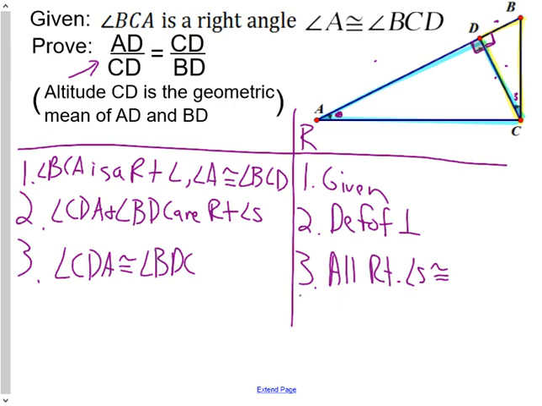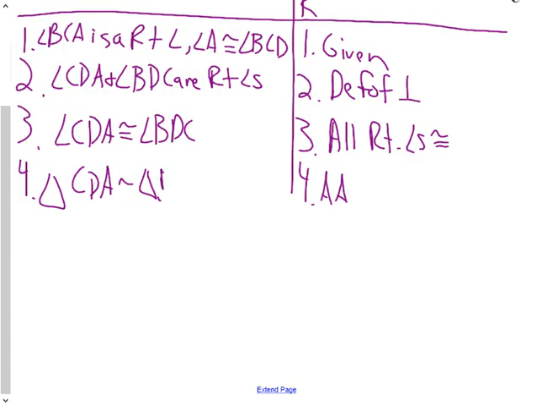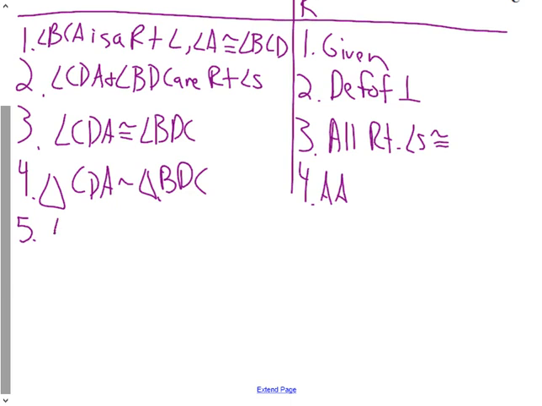So angle, triangles are similar. And again, triangle CDA is similar to triangle BDC. Slap here. And then from this statement, we can basically say long leg to long leg is similar to short leg to short leg. This leg is the long leg of the small triangle and the short leg of the medium triangle. So that AD to CD equals CD over BD.